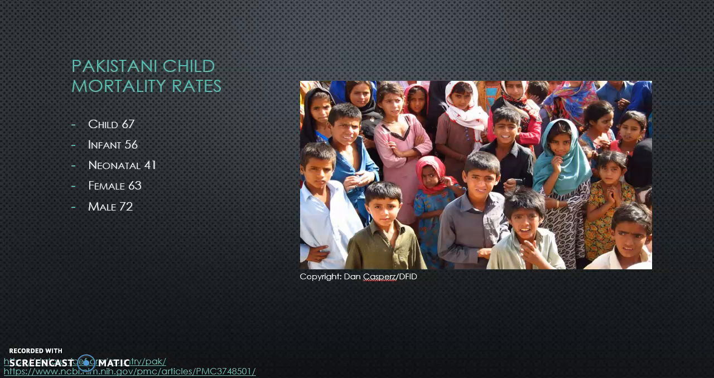Pakistan has one of the highest child mortality rates in the world. Globally, Pakistan accounts for every 1 in 20 child deaths. Mortality rates are measured per 1,000 live births. So 67 in 1,000 children between 1 and 5 years old died in Pakistan in 2019.